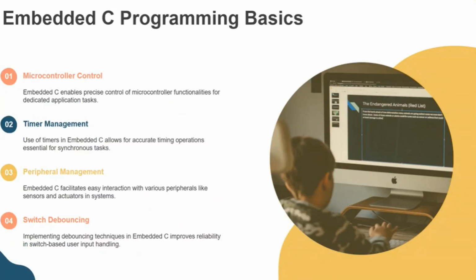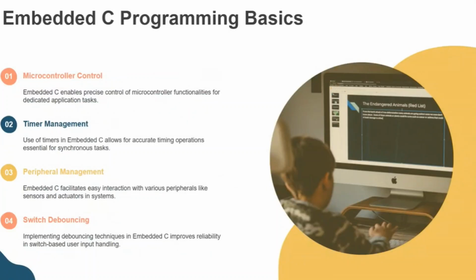First one is microcontroller. To control the microcontroller, we use embedded C language, which is an effective and efficient language for the microcontroller. Second one is timer management. Using timers in embedded C helps with accurate timing operations for a specific task or a synchronous task. Third one is peripheral management. Embedded C facilitates easy interaction with various types of peripherals like sensors and actuators in the system.